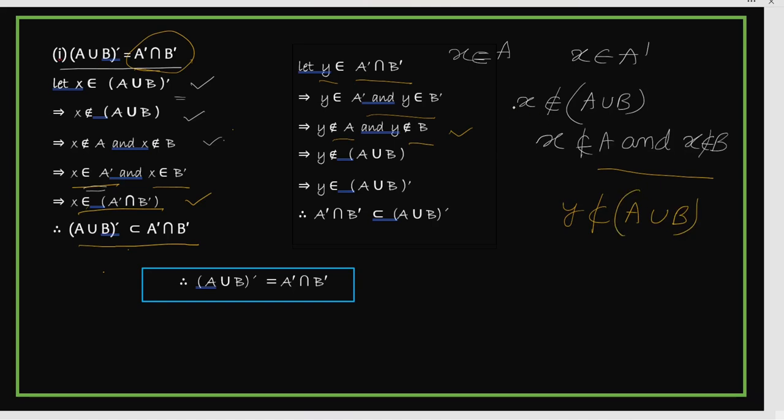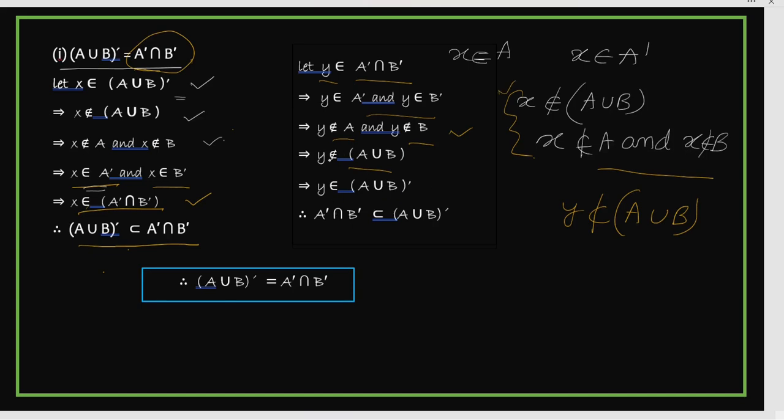We have seen this, right? In the beginning, the same one. Here we are taking Y as an arbitrary element. The same thing. So Y does not belong to A and Y does not belong to B means Y does not belong to A union B. Got it? This is the only thing you have to make a note of.